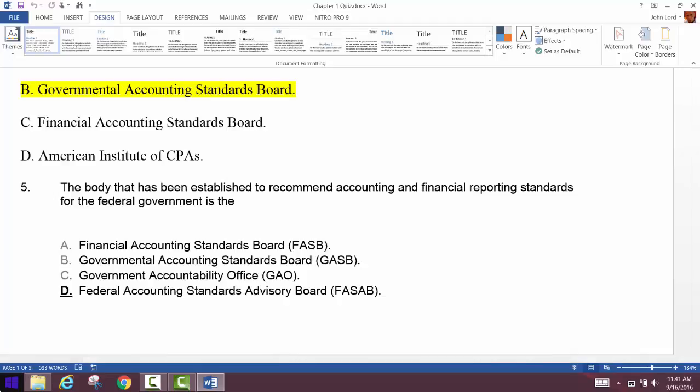The body that has been established to recommend accounting and financial reporting standards for the federal government is the FASAB, the Federal Accounting Standards Advisory Board. GASB sets accounting standards for who? State and local governments, right? Okay, good.